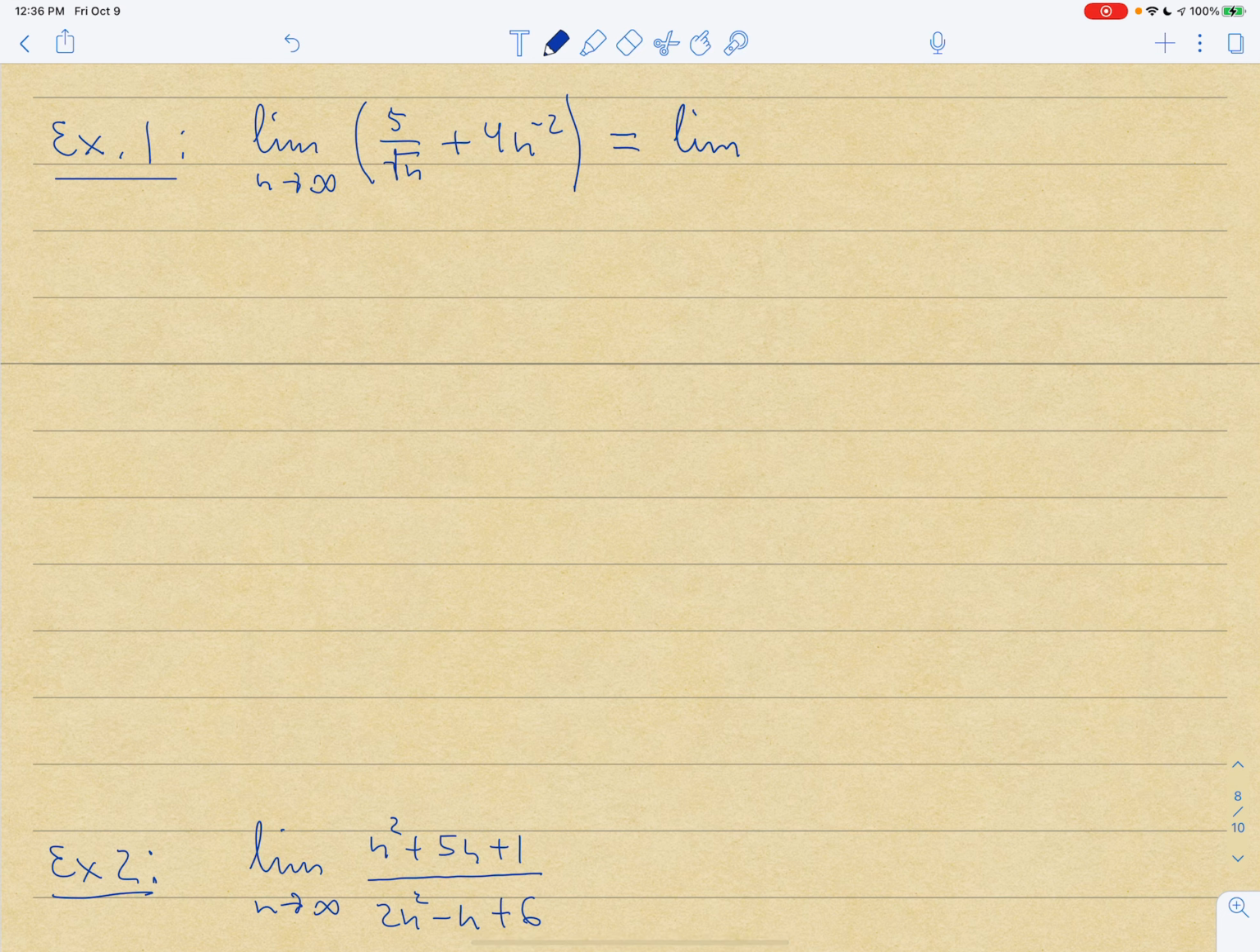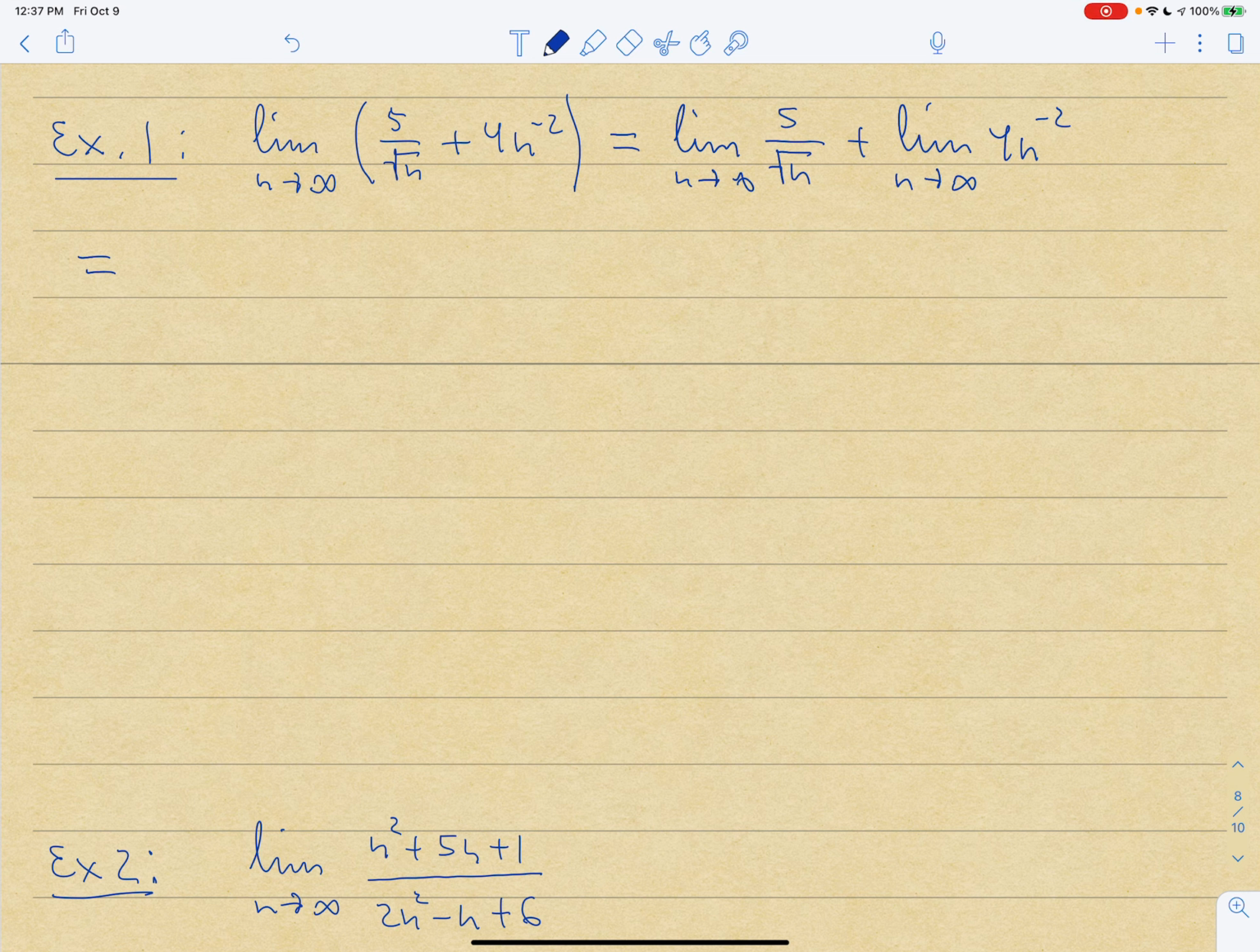Limit n goes to infinity of 5 over square root of n plus limit n goes to infinity of 4 times n to the minus 2. Assuming that both limits exist, this is what I get. All right, and then if those two limits exist, then I should be able to factor out a constant outside of a limit.